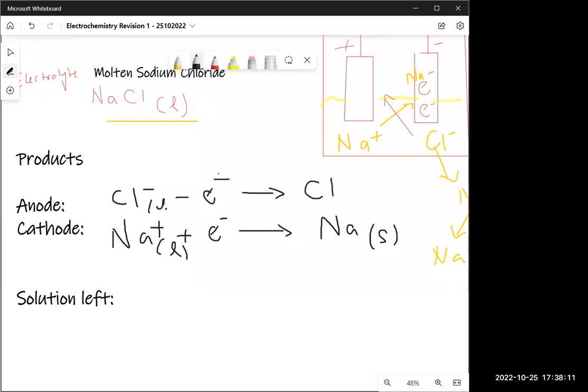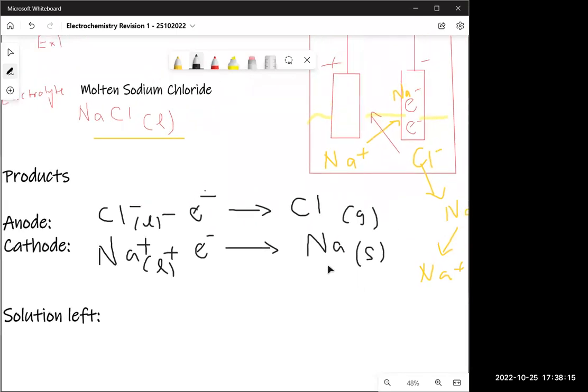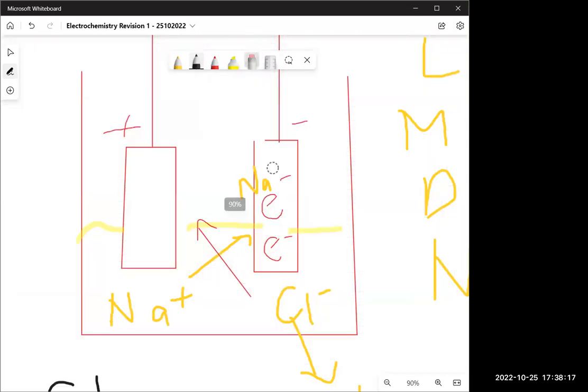Now, any questions? What's happening here? Cl is actually a gas. Okay, Na is a solid. So what we'll see is Na forming on this. Na will be depositing over here. It will stick. Lots of Na will stick over here to the sides of the electrode like this.